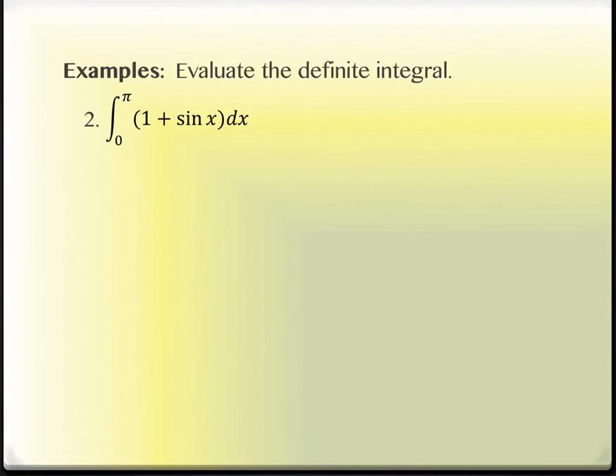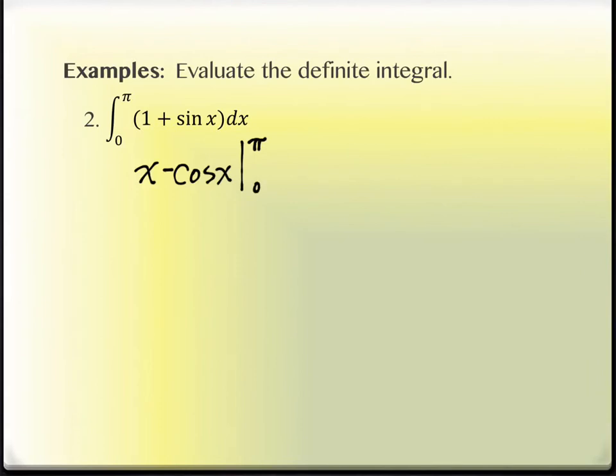So let's give this a try. What is the antiderivative of 1? X. Good. What is the antiderivative of sine of x? Negative cosine. Wonderful. Negative cosine of x. All right. The next thing is to put that vertical line at the back and to transpose the numbers. This is pi and 0.